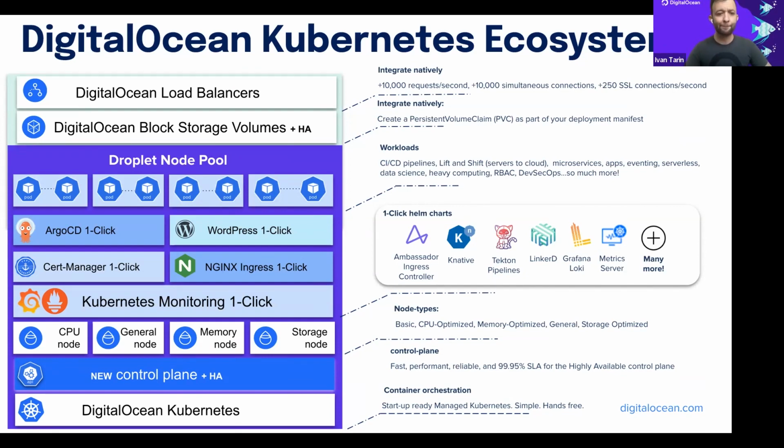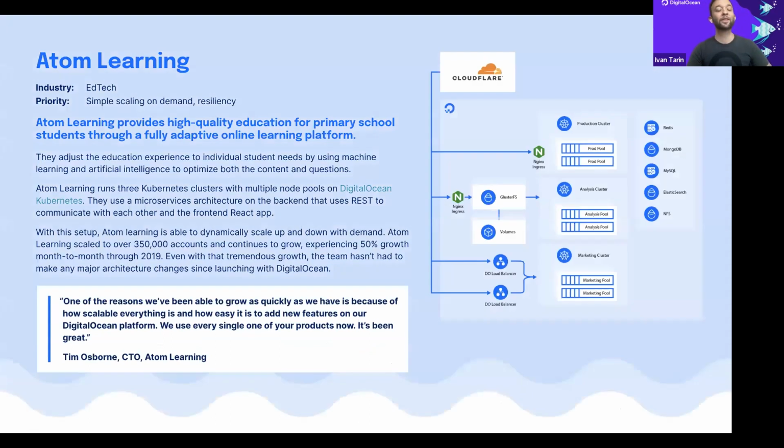Next slide, please. I'm trying to go as fast as I can since we're running low on time. Atom Learning is one of our customers that uses a couple of Kubernetes clusters. They also use CI/CD. They do a lot of machine learning and artificial intelligence to optimize their content and questions. They're an adaptive learning platform for kids that did really well, especially during the pandemic where this was so necessary.